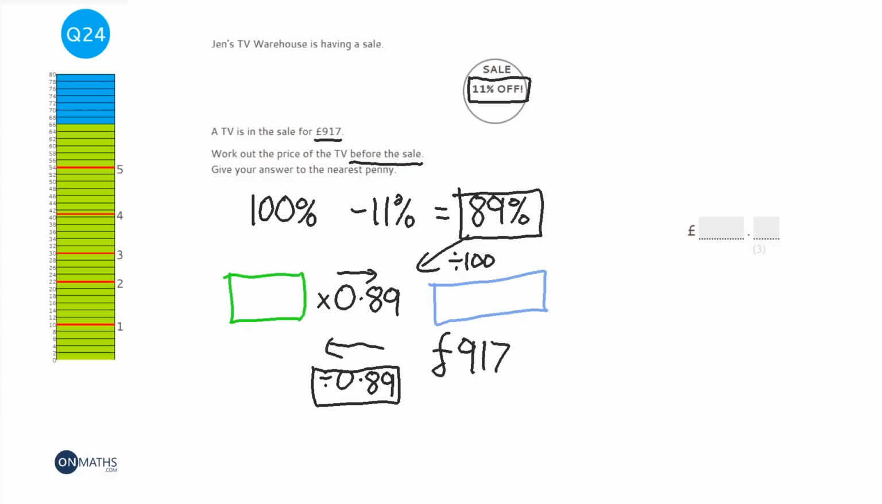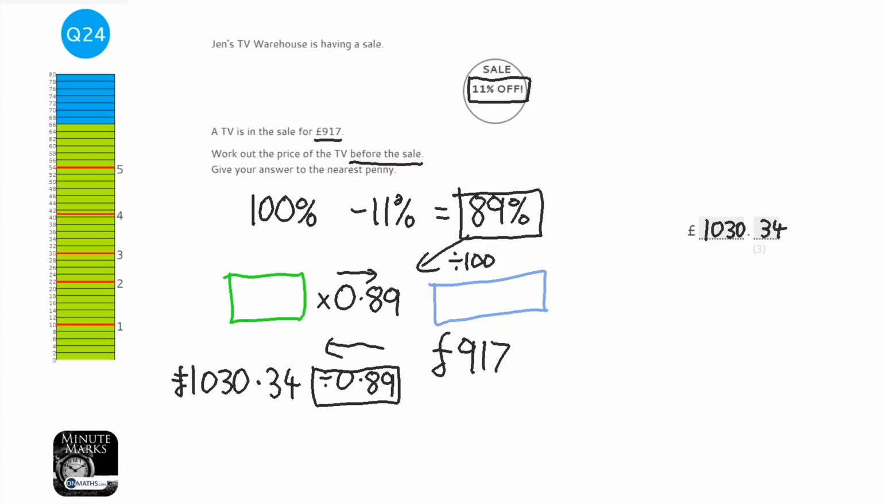So on the calculator, 917 divided by 0.89 and press equals. You might get a fraction, just press S to D. And we get 1030 pounds 34. So I've rounded that to the nearest penny because the next one along, it's 337, so the 7 pushes that 3 up to a 4. And so that's going to be 1030 pounds 34.